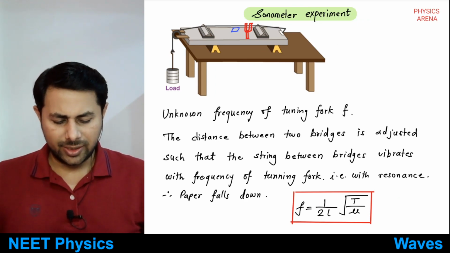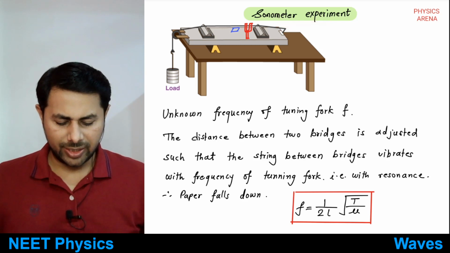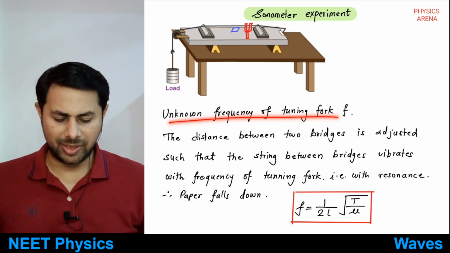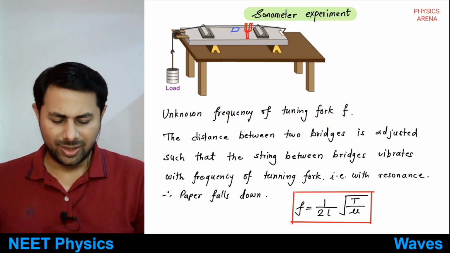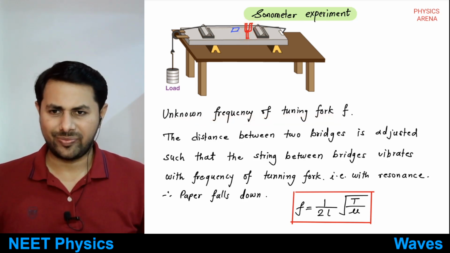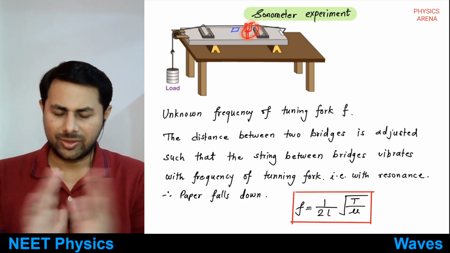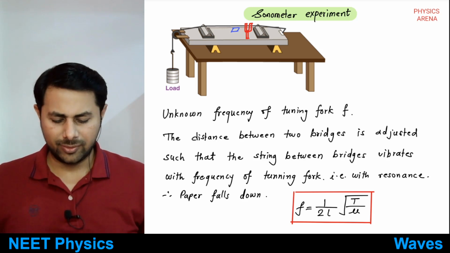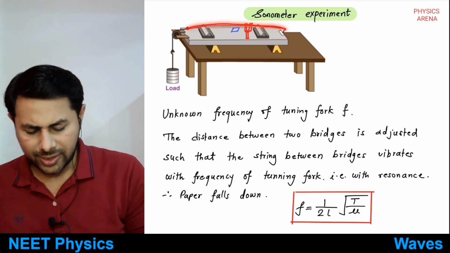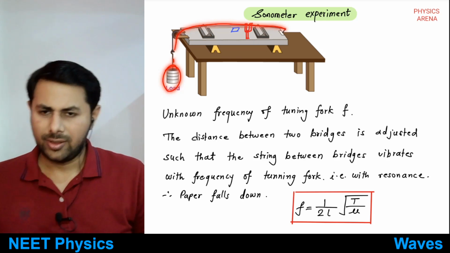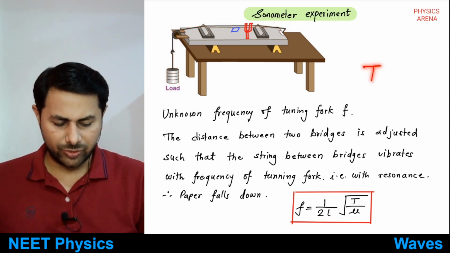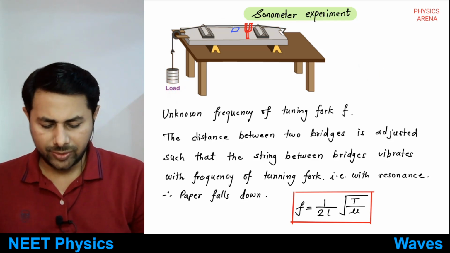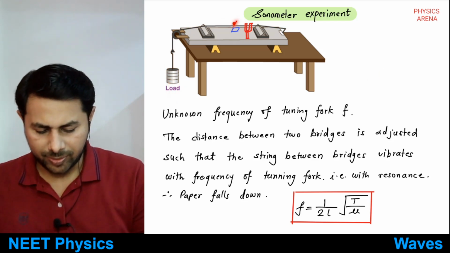Okay, so then there is an experiment called the sonometer experiment. And what is that? In this sonometer experiment, you want to find out the unknown frequency of a tuning fork. This tuning fork will have some frequency which is unknown, and that you need to find out. So what you do is you load this string with a known load, that is, the tension would be known. Tension is just equal to this load. Then what you do, you put a paper on top of the string.